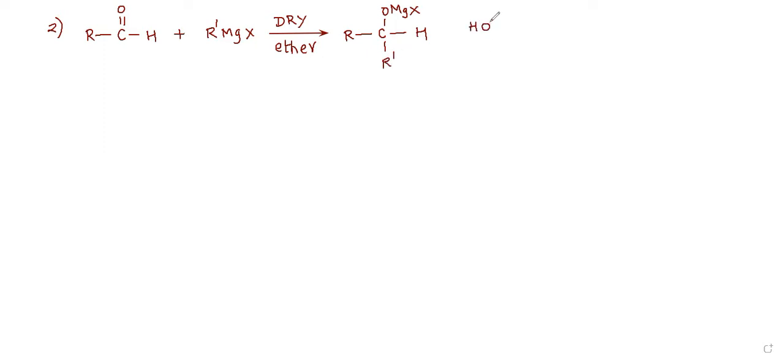Next we treat with water in presence of H plus acid catalyst. So this is going to give us H here, R dash here, OH here, MgXOH as byproduct. I have done nothing different. I've just done instead of H here R, rest everything is same.